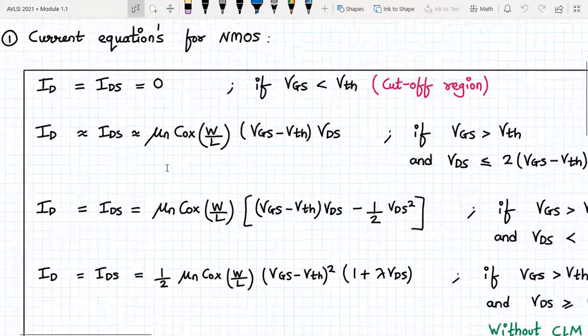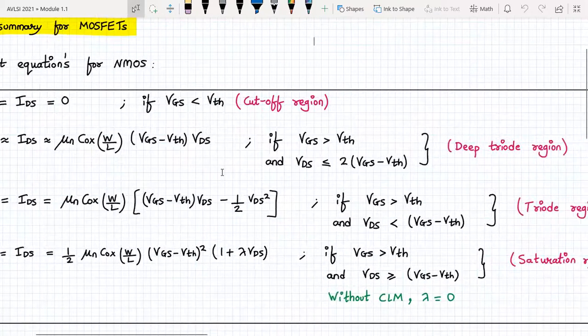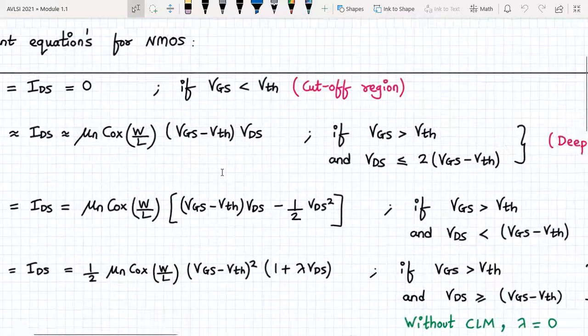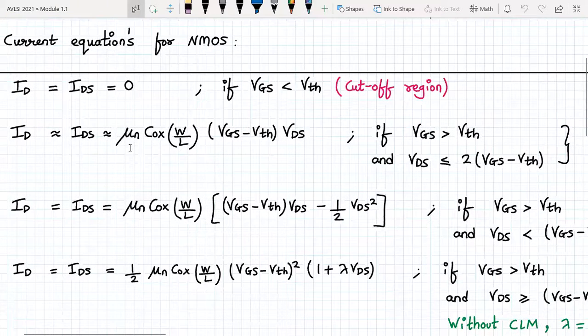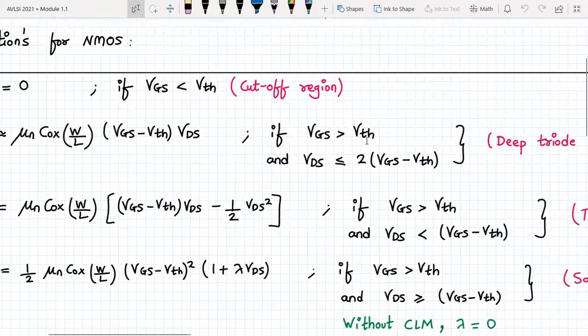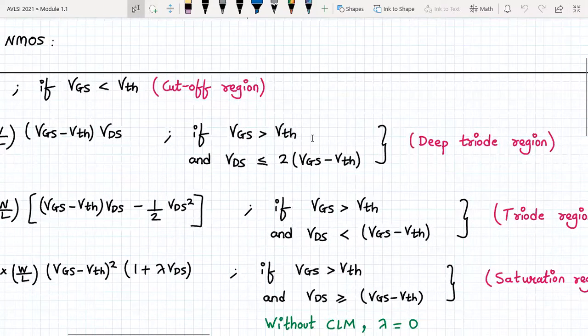Now the condition for the deep triode region, which is something new, ID will be given by mu n Cox W by L, VGS minus VTH into VDS. And the condition for the MOSFET in the deep triode region should be VGS should be greater than VTH and VDS should be less than or equal to twice VGS minus VTH.